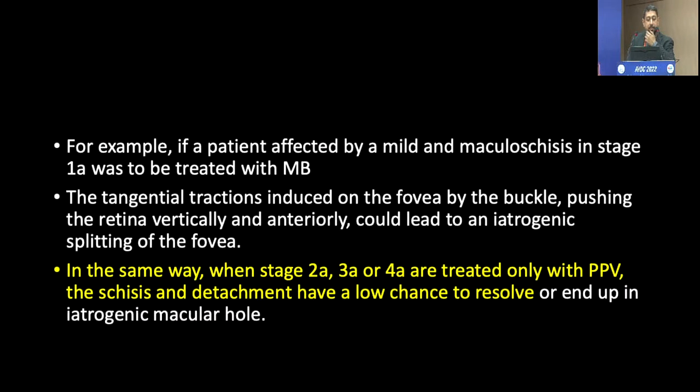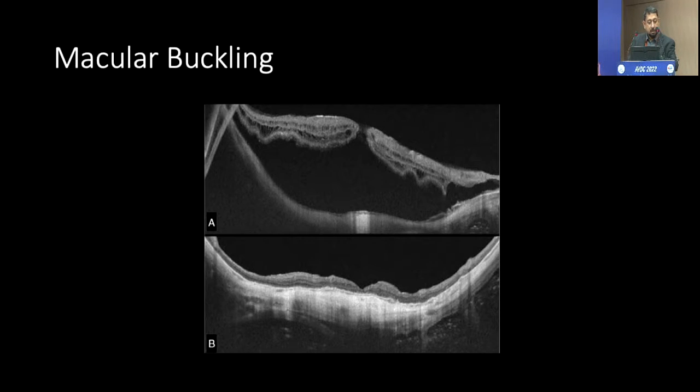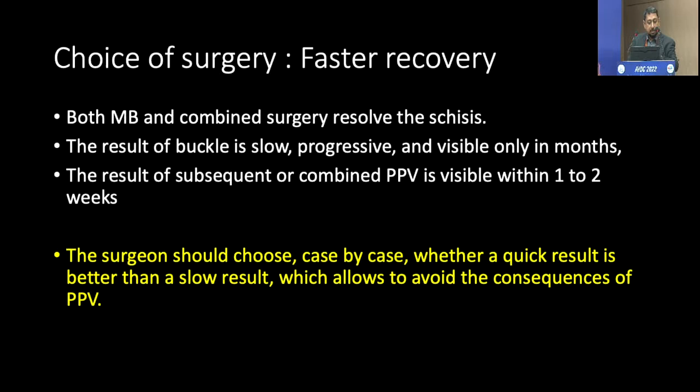Again, if a patient has a macular schisis and you just do a vitrectomy, you will not relieve that particular part. The macular schisis will remain. The lamellar hole component will change for a temporary period of time. The presence of a macular hole changes the whole thing. The presence of a macular hole means you have to do a vitrectomy. The question of whether you add a buckle or not is a secondary question. And this is an example of one of those things where a vitrectomy and a macular buckle has been done.